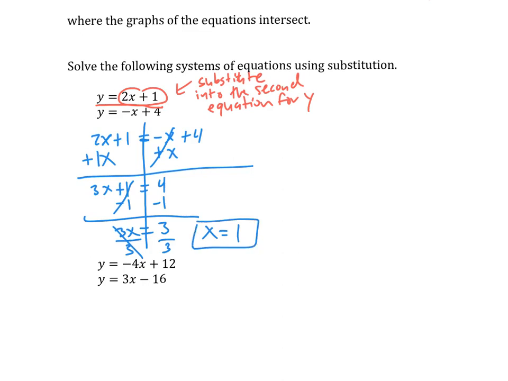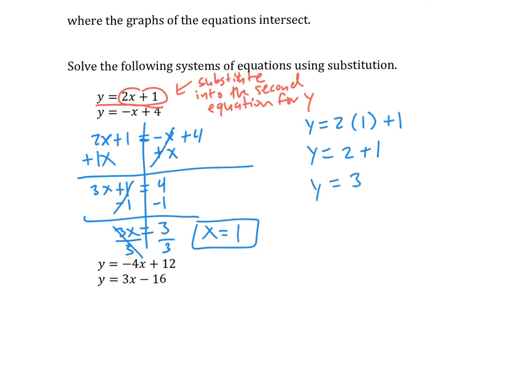Now we just need to figure out our coordinate for y. So we figured out our x coordinate is 1, and we need to find our y. Well, luckily now we can substitute this 1 back into either one of our equations to figure out what y is. I'm going to take the first equation here. So we're going to say y is equal to 2 times 1 plus 1. So y is equal to 2 plus 1. And then we know y is equal to 3.